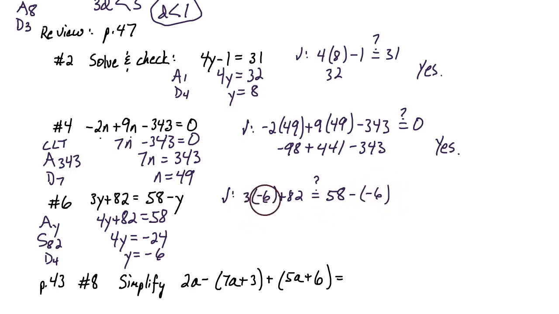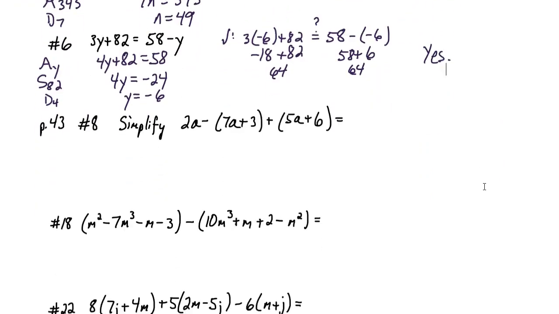Let's work this out. 3 times -6 is -18. -18 plus 82 makes 64. On the right side, let's perform this subtraction. 58 subtract -6 is equivalent to 58 plus +6. And that is 64. So this answer checks.